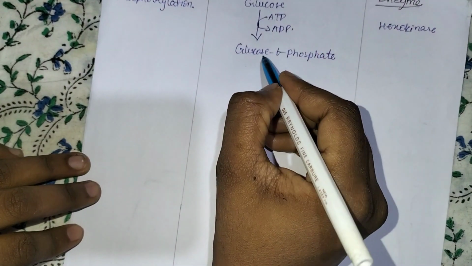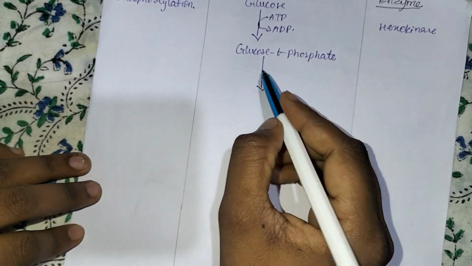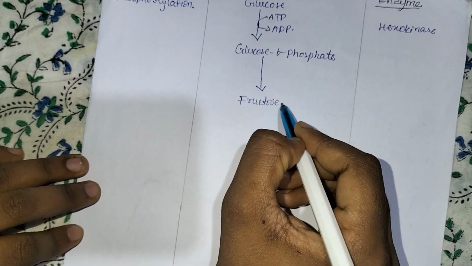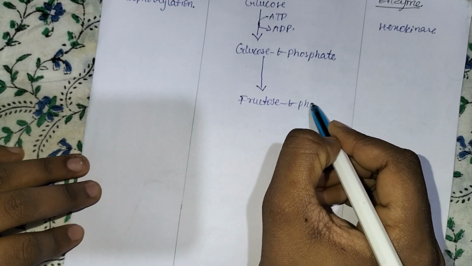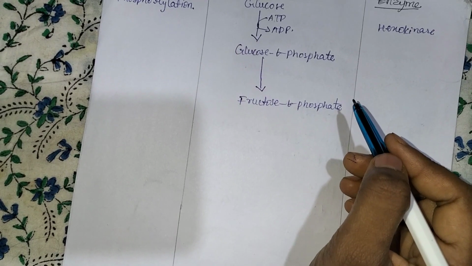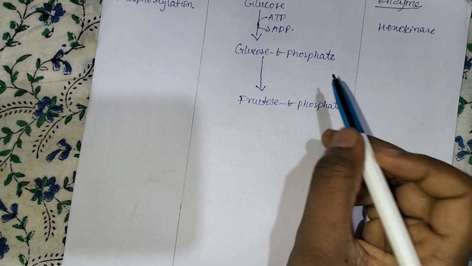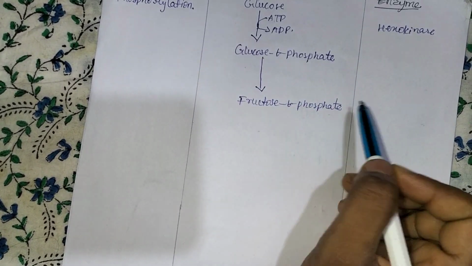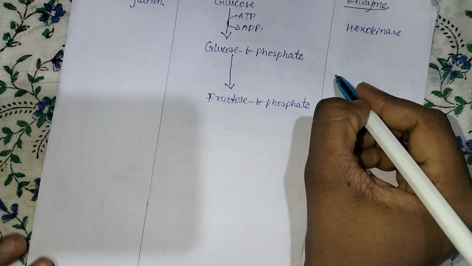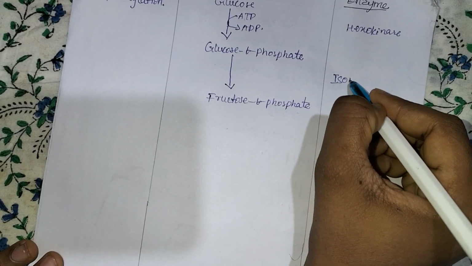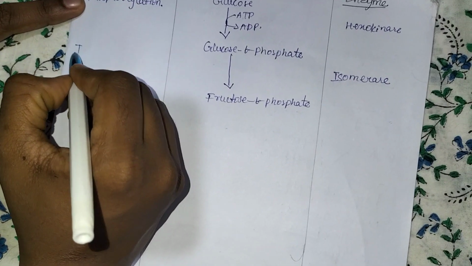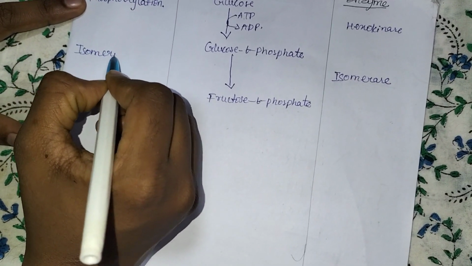This glucose 6-phosphate that is formed, that is an aldose, is converted into a ketose, that is fructose 6-phosphate. Why are we calling it 6-phosphate? Because at the 6th carbon of glucose and fructose a phosphate is added, so we called it glucose 6-phosphate and fructose 6-phosphate. Here the enzyme involved is isomerase. Okay, so here the step name will be isomerization.